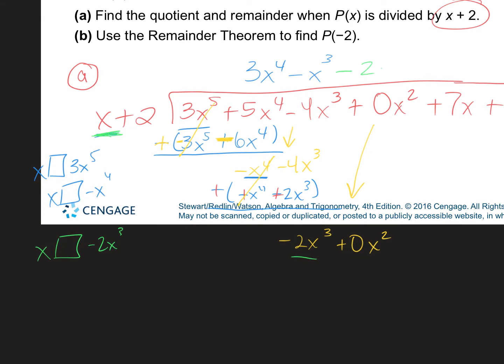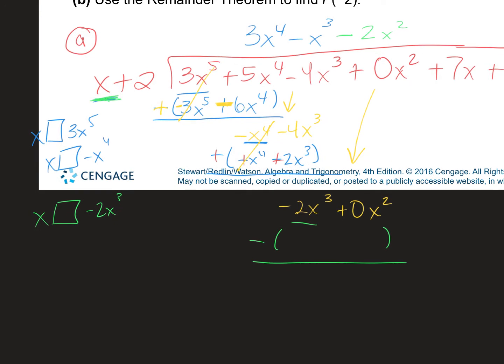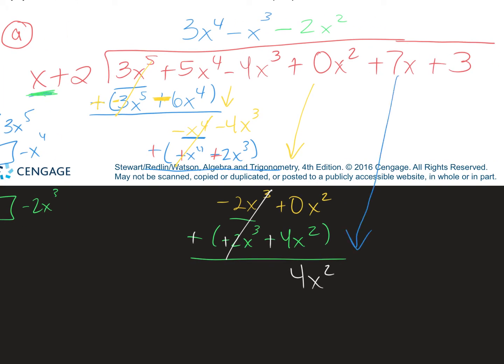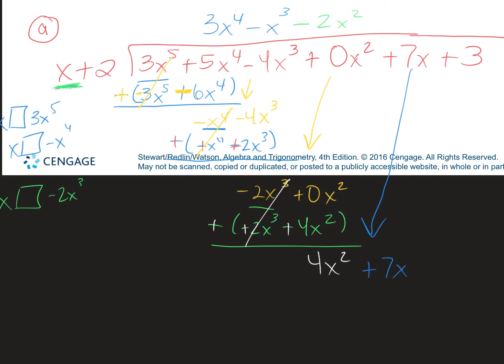Negative 2x squared. So get your subtraction ready before you multiply. Negative 2x squared times x is negative 2x cubed. Negative 2x squared times 2 is minus 4x squared. Again, the same thing. Before you can subtract, what do you need to do? Distribute, distribute, distribute. So 0x squared plus 4x squared is 4x squared. What happens to your 2x cubes? They cancel. And then what do we do with plus 7x? You bring it down. Plus 7x. Again, this is a long problem, but that's okay.